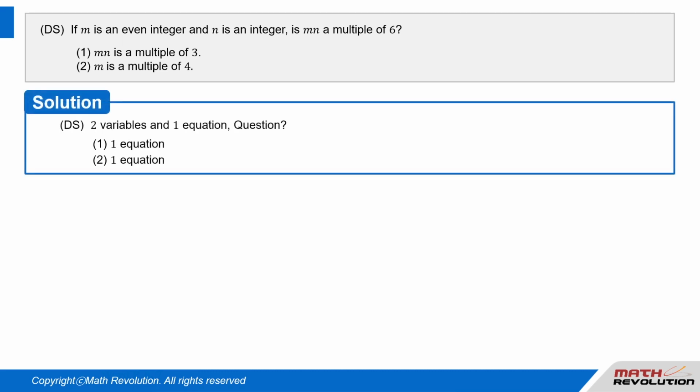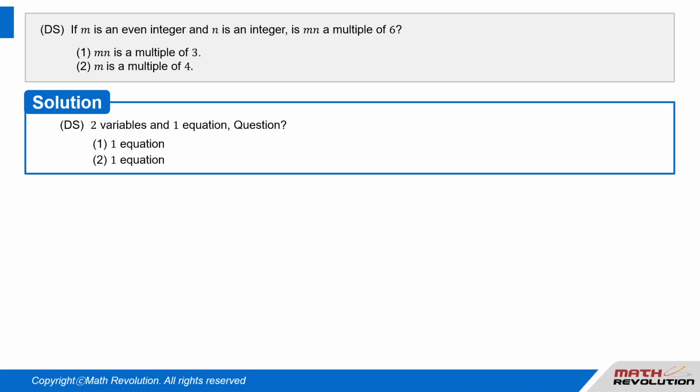Solution. We will solve this DS question using the variable approach. DS, 2 variables and 1 equation, question. Condition 1, 1 equation. Condition 2, 1 equation. DS question with 2 variables and 1 equation. Let the original condition in a DS question contain 2 variables and 1 equation.